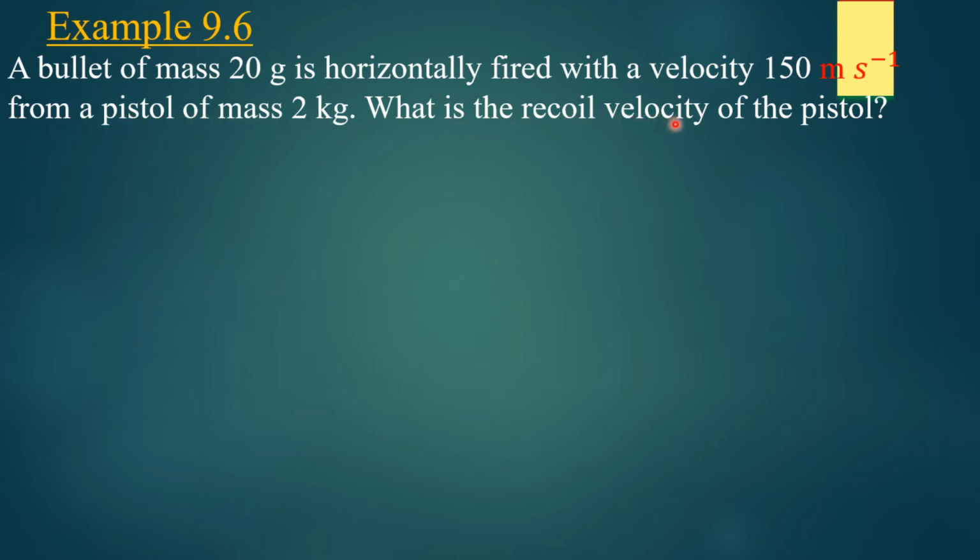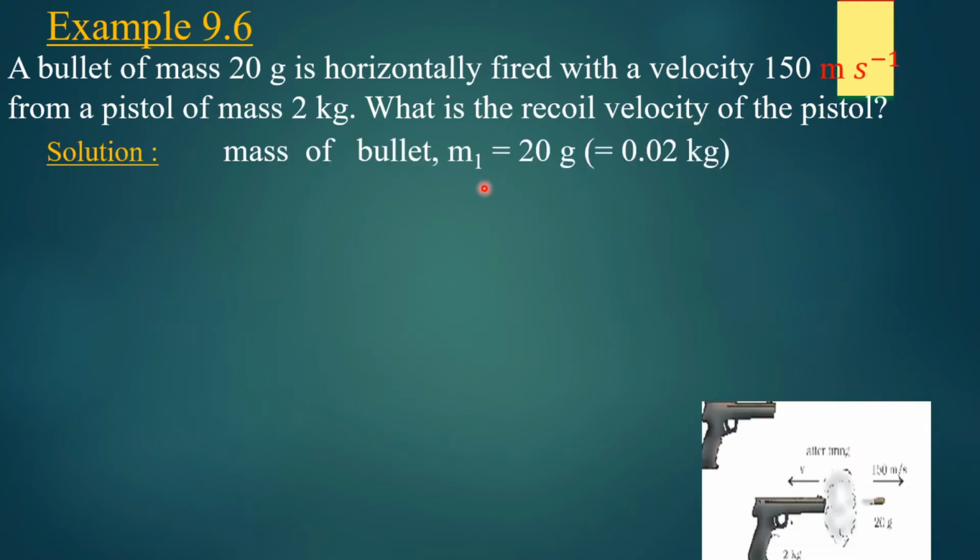What is the recoil velocity of the pistol? The solution for this: the mass of the bullet we will specify as m1. The subscript 1 is for the bullet and the subscript 2 will be for the pistol. m1 is equal to 20 gram, which is converted into kilogram as 0.02 kg. Mass of the pistol m2 is equal to 2 kg.